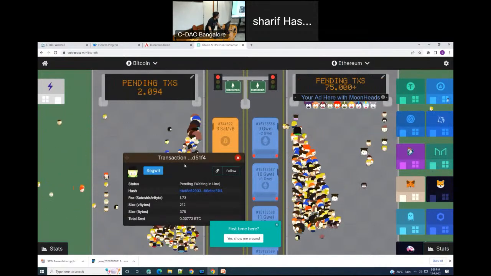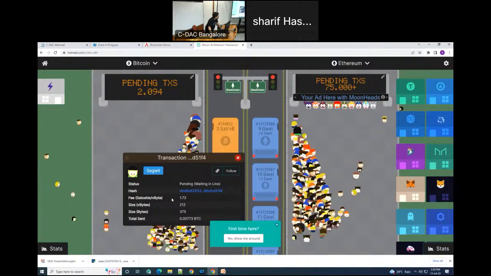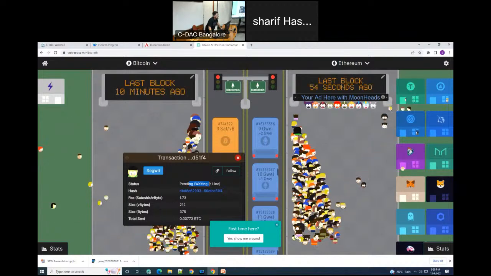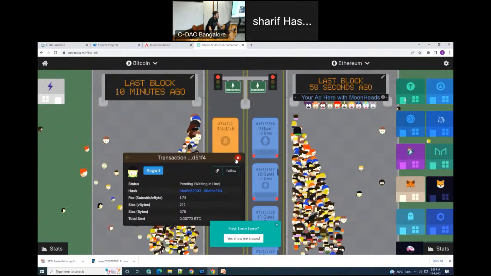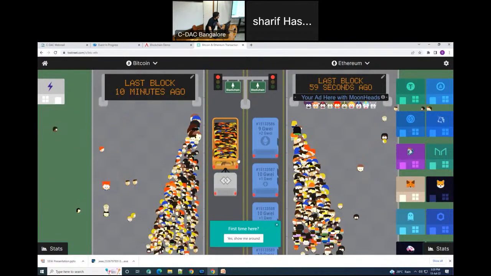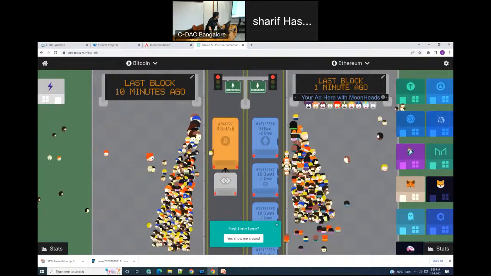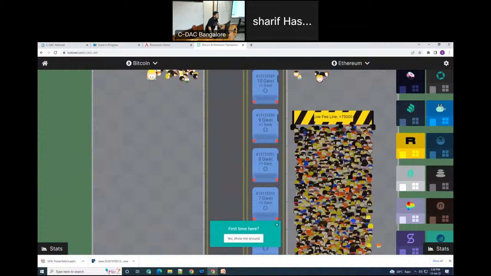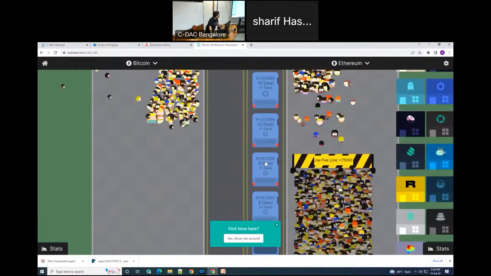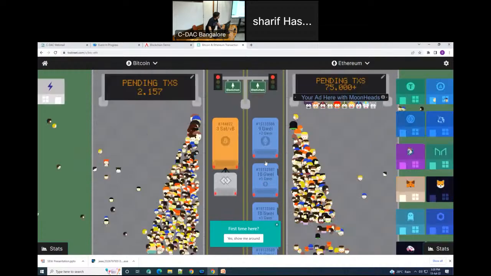So if you click on any one person, you can see the transactions that are happening. These are pending, waiting in line. These are getting stored in something called a memory pool. So all the transactions that are incomplete get stored in a line like this. On the right, you can see a big line of transactions which are waiting to be recorded on a blockchain. So all of these are pending transactions.